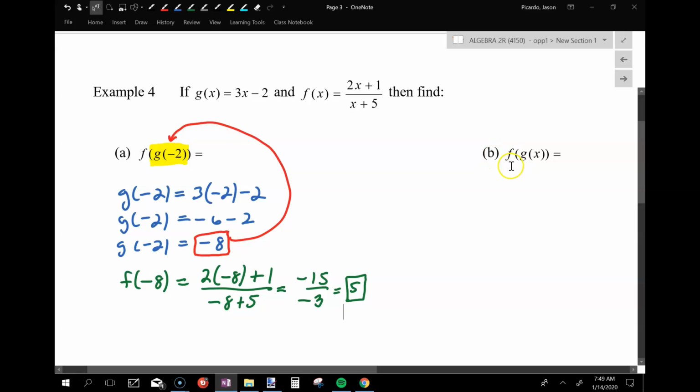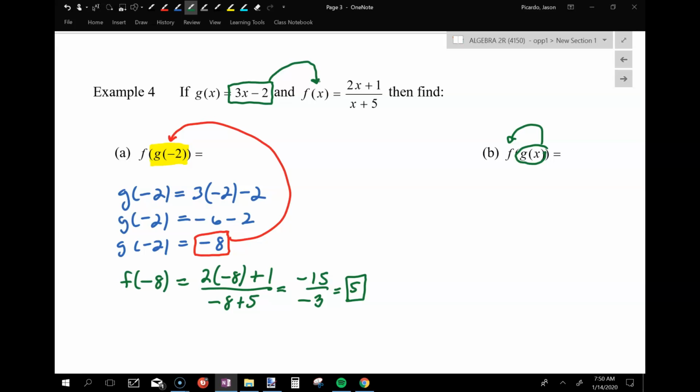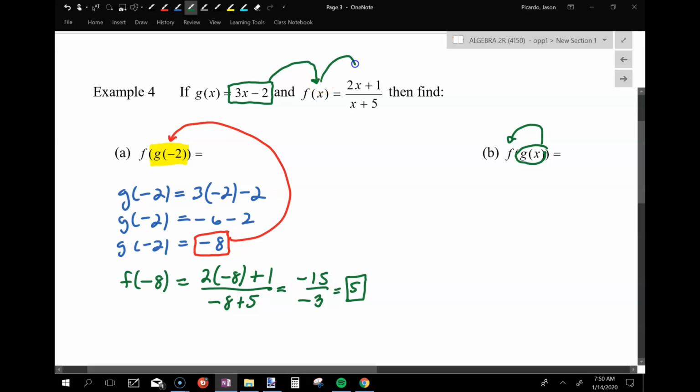What's the difference with this one? Inside the parentheses is g of x, right? Is there a number to plug in? No. So what do I need to do? I need to take g of x and plug it into f, right? What does that mean? Well, what is g of x? It's this, right? So I'm going to plug that into the other function. If I plug that into the other function, what does that mean? It means replace all the x's with 3x minus 2. So this and this become 3x minus 2.